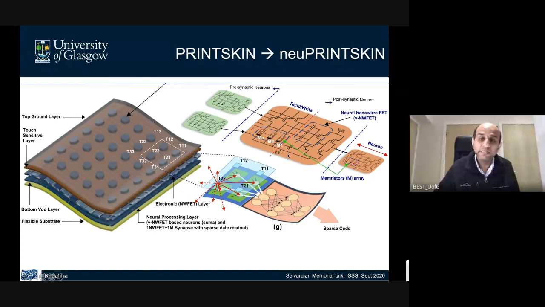nanowire circuit implementations are shown here. I have shown you some examples earlier. In this case, one transistor and one memristor kind of arrangement is used instead of the light-activated zinc oxide nanowire transistor. You can also use a memristor-based approach for online learning.